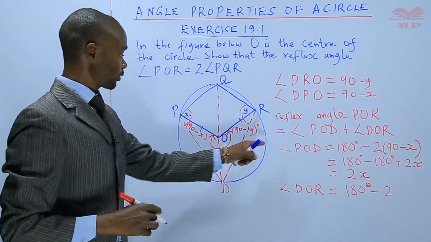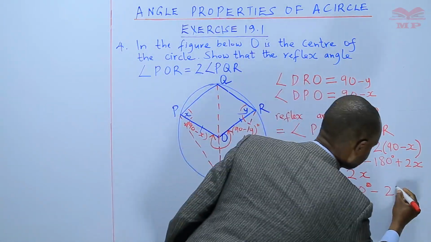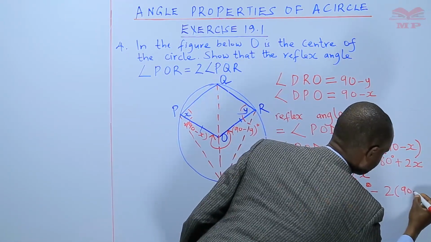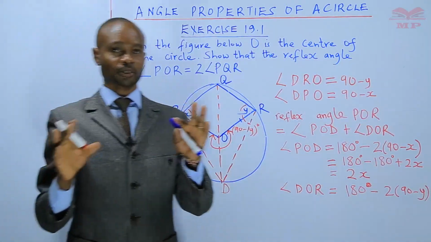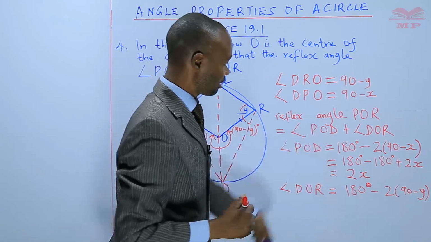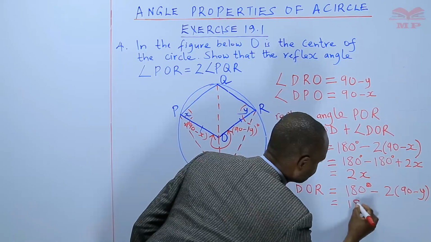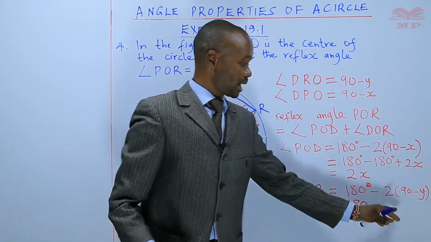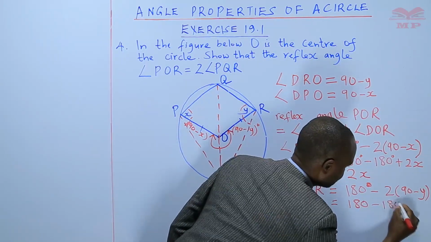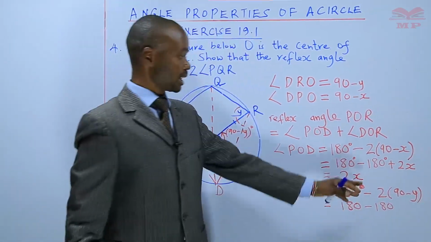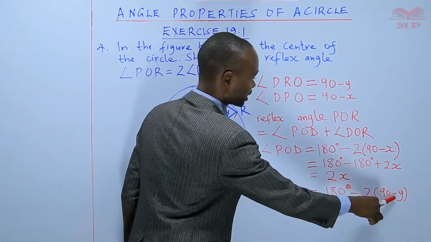This is 90 minus y. The other one is 90 minus y, and they are equal. So it will be twice 90 minus y. The computation will be the same again here because we still have our 180. So it comes to 180 minus 2 times 90, you get minus 180. Minus 2y times minus y, minus times minus is positive.